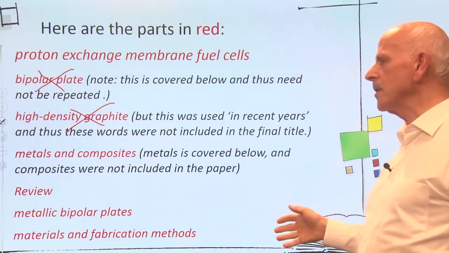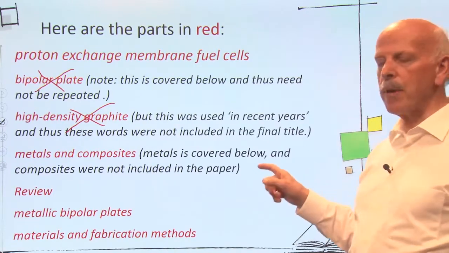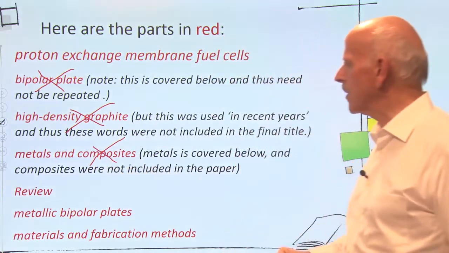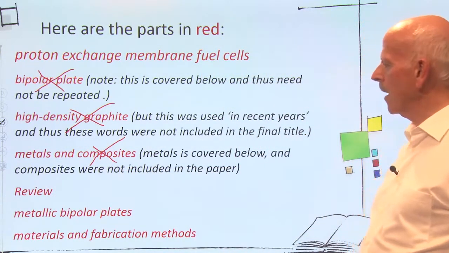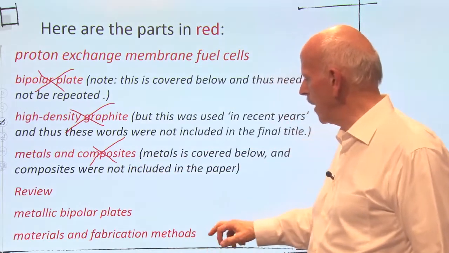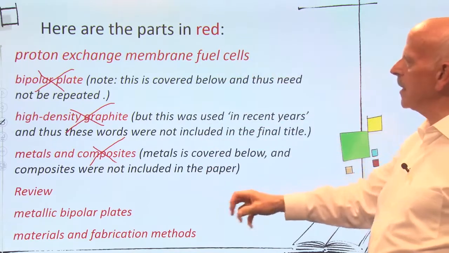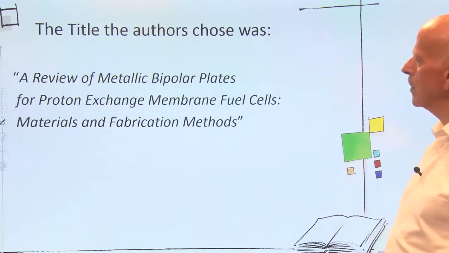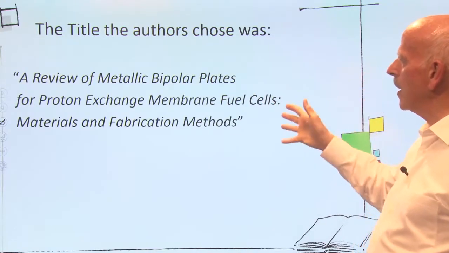Metals and composites are the new materials, but it turns out that this paper is not about composites. So they are only focusing on metallic bipolar plates. Review, metallic bipolar plates, materials and fabrication methods. So if you put all of this together, you come up with the title that they choose. And it's an interesting way of doing it. There are about 20 words here.